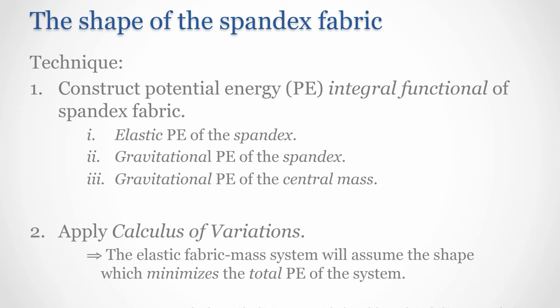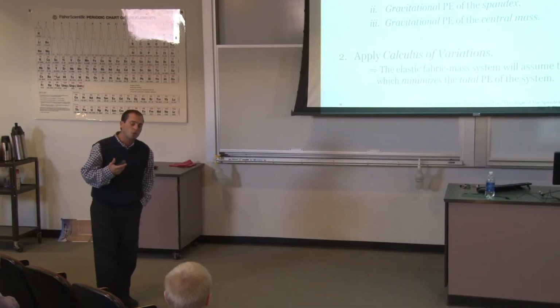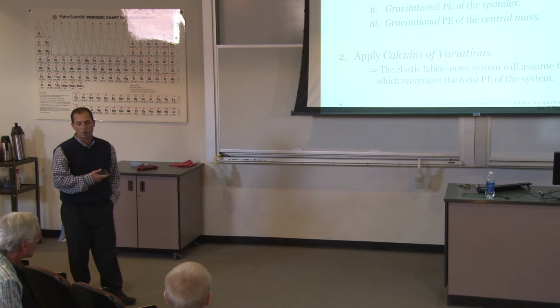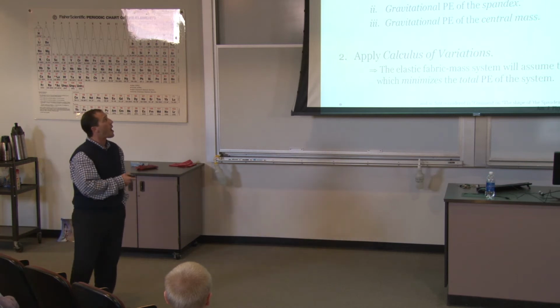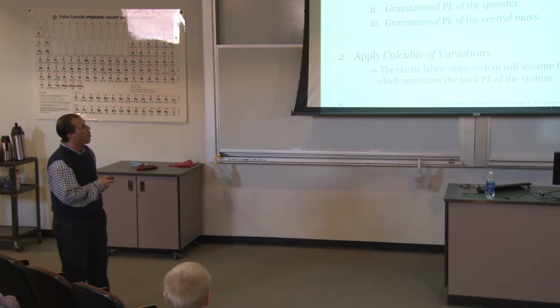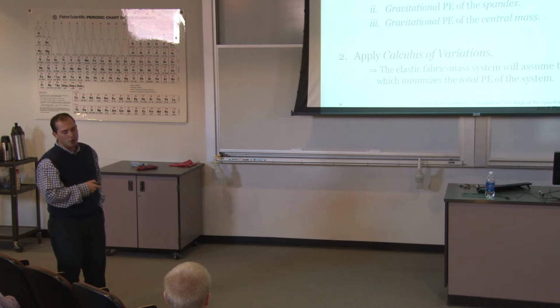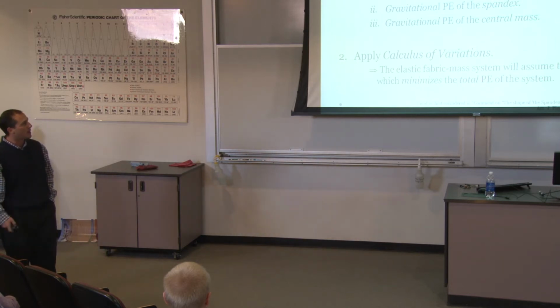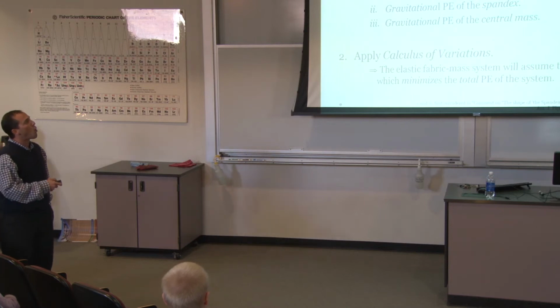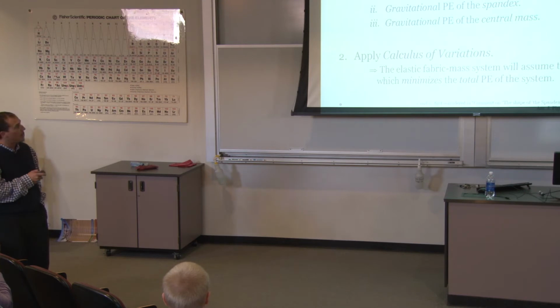This is the shape of the spandex fabric itself. In order to find the shape of the spandex fabric, the way in which we went about doing this is we consider the total potential energy of the central mass spandex surface. We construct the total potential energy as an integral. We're going to use the calculus of variations. So I need to write the total potential energy, I'll call it PE, as an integral functional. Those of you who had me in advanced dynamics are probably remembering the language, and I try to keep it the same. We're going to construct a total integral describing the total potential energy of my spandex fabric central mass surface.